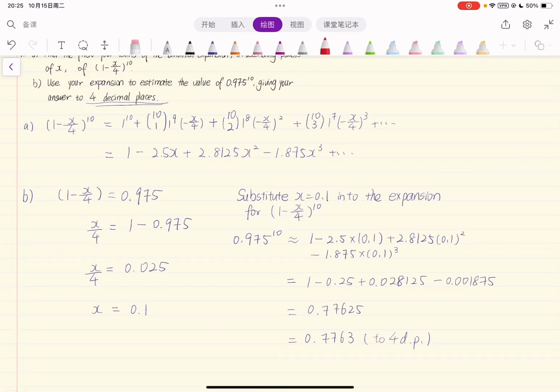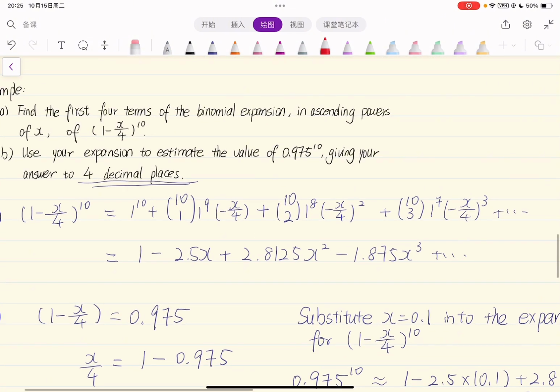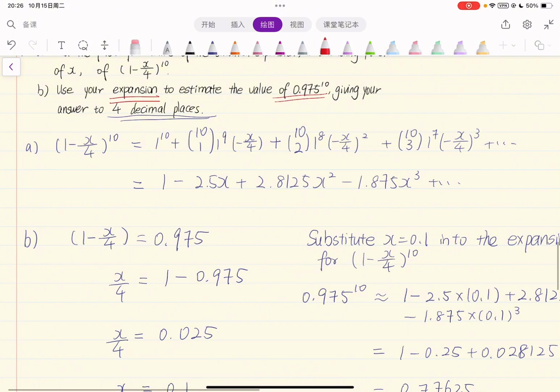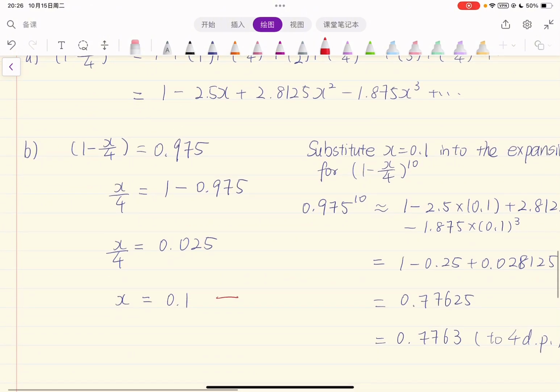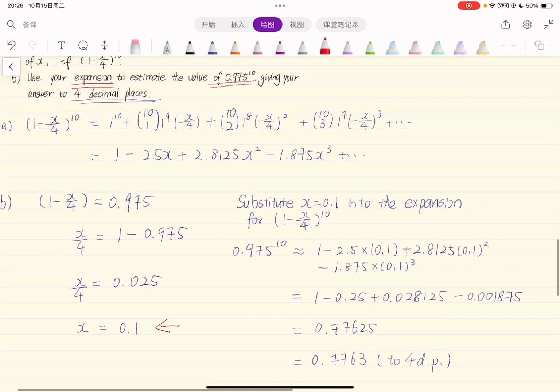So for estimating, you need to know how to link your expansion to the value you are going to estimate. In this case, we find the value of x, and then you can substitute x into the expansion. Thus, you can get the estimation of the value.